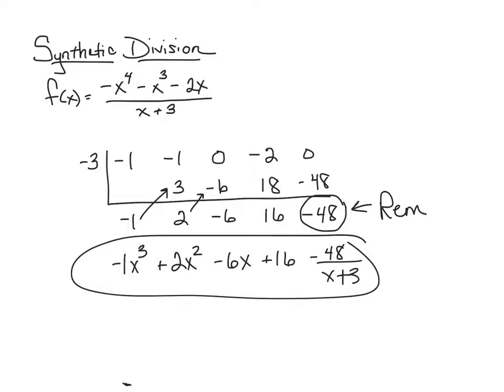And I will say that when you have the negative in the remainder, you're welcome to write it this way, or you can always put it as plus a -48. Either way is correct.